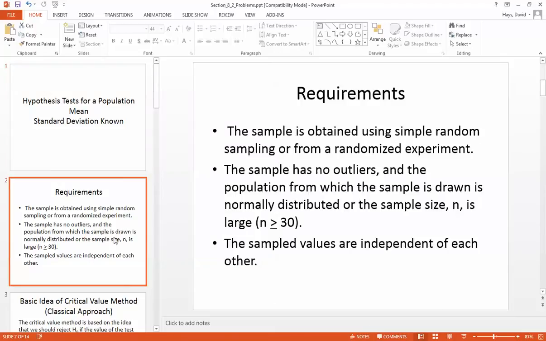Okay, requirements. Samples obtained using simple random sampling or from a randomized experiment. Sample has no outliers, and the population from which the sample is drawn is normally distributed, or the sample size n is large, n is greater than or equal to 30. And the sample values are independent of each other.